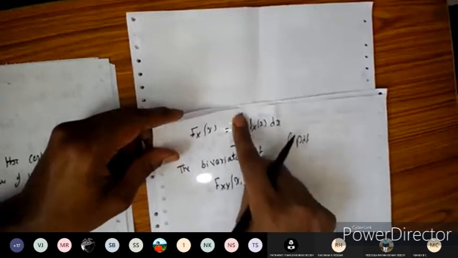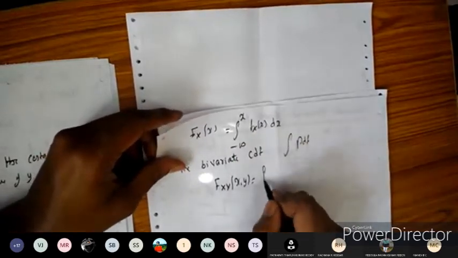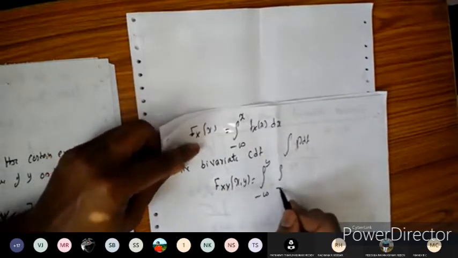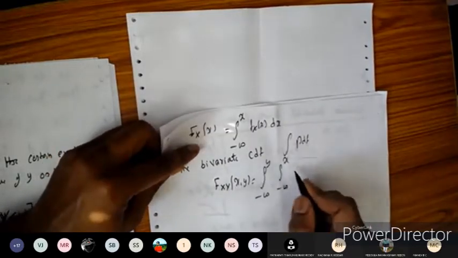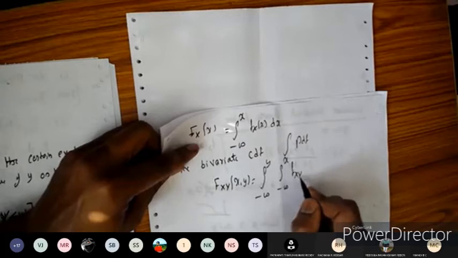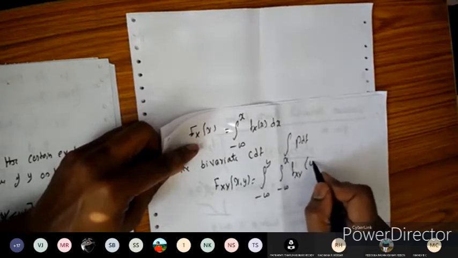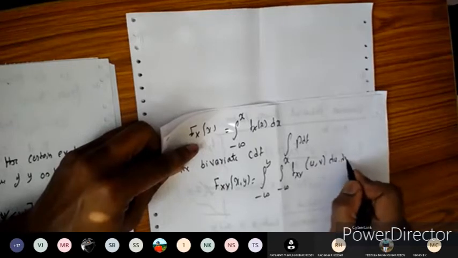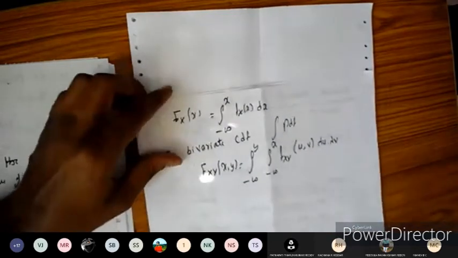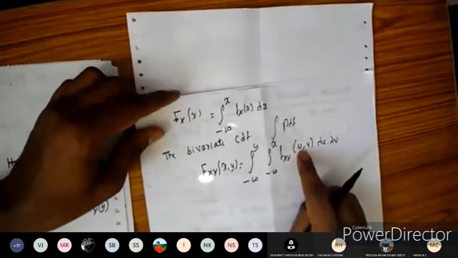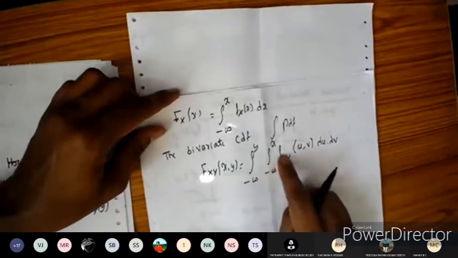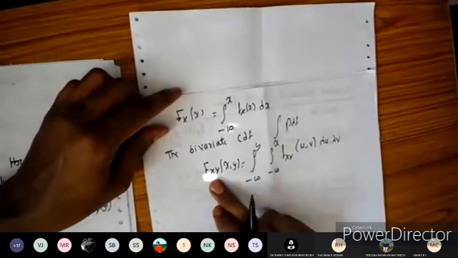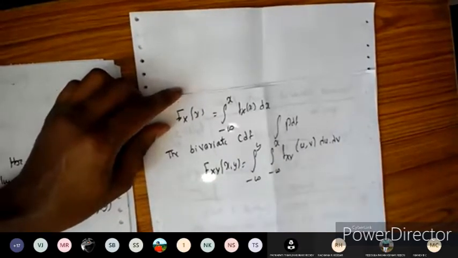Similar to this way, we are going to integrate here. One integral is with respect to v from -infinity up to y, the other is with respect to u from -infinity up to x. So it is Fxy of some random values u and v, and we are going to integrate with respect to du and dv. Instead of taking x and y, we are taking some other variables u and v for integrating. By substituting the limits, we are able to obtain the CDF from the PDF.